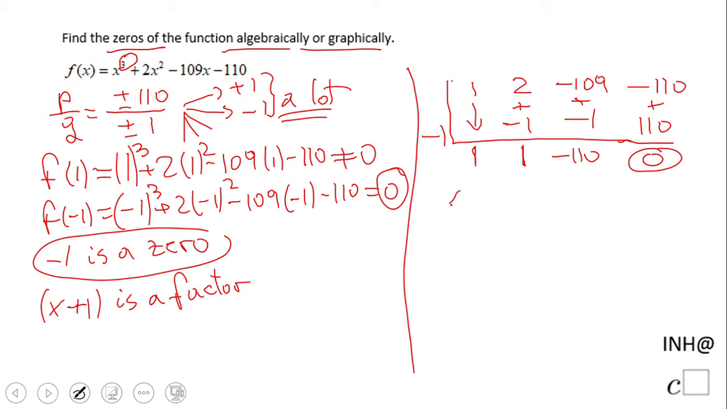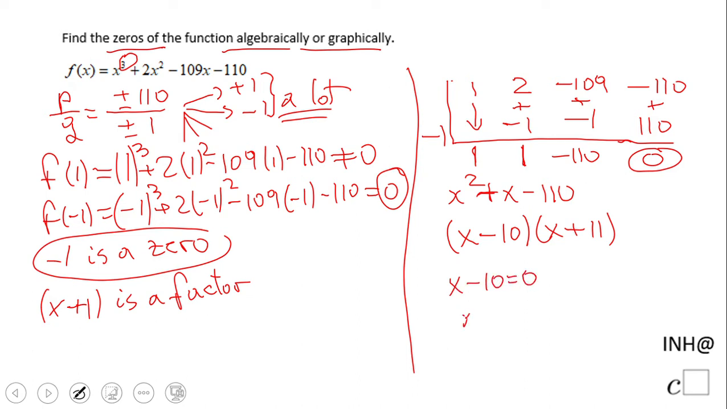But now I have here x squared plus x minus 110. We have this reduced polynomial, as it's called. So basically, if we want to factor that, that will be x minus 10, x plus 11. So we have the other two zeros, which are given by these factors. x minus 10 equals 0 will give you x equals 10, and x plus 11 equals 0 will give you x equals negative 11. So we have all three zeros now.